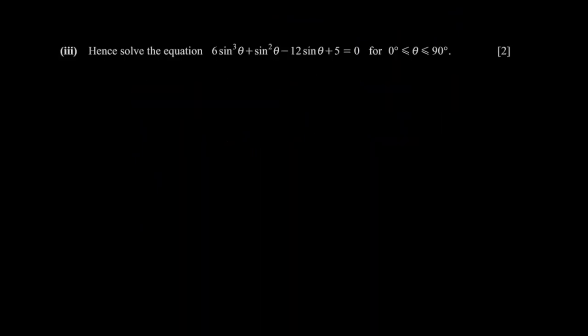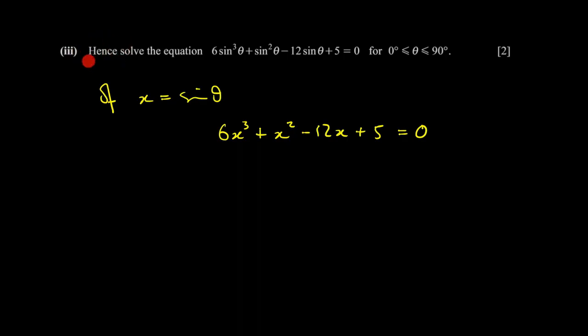Hence, solve the equation 6 sine cubed theta is equal to, plus sine squared, and so on. Okay, basically, if we do the substitution x is equal to sine theta, sorry, beg your pardon. If x is equal to sine theta, then this just gives us the polynomial that we had before. Okay, so it's recognizing that this question, part 3, is connected to what goes before. And the key to that, of course, is the word hence.